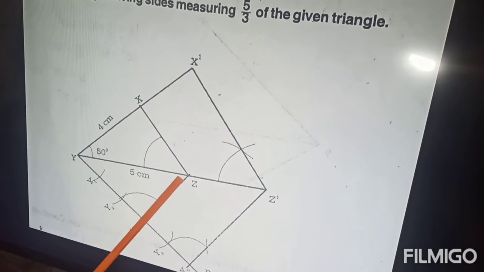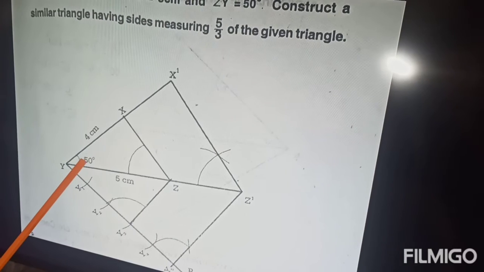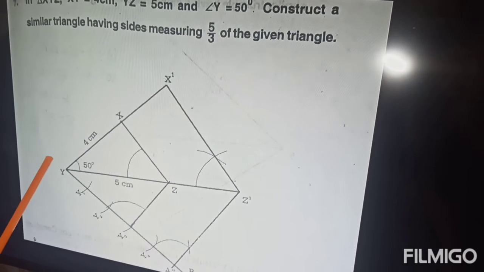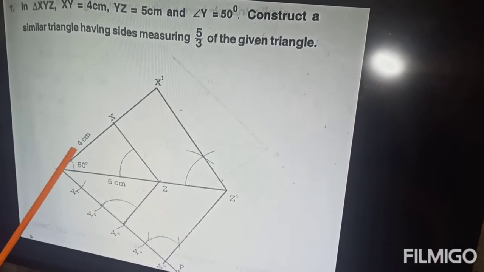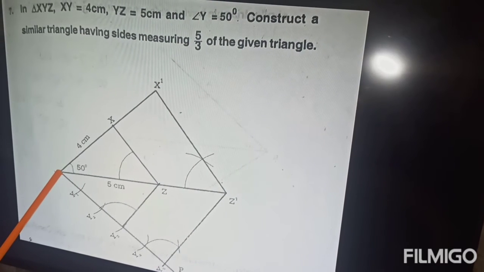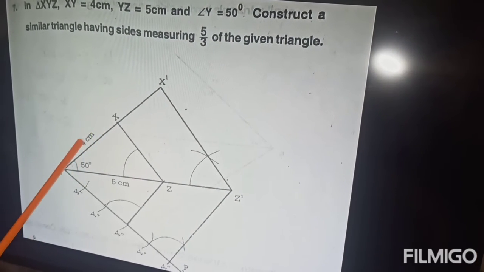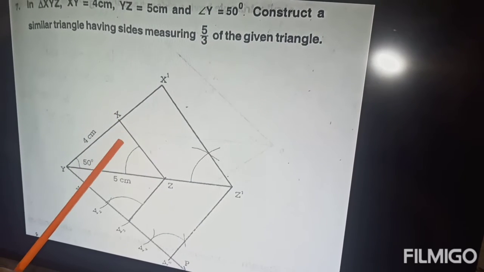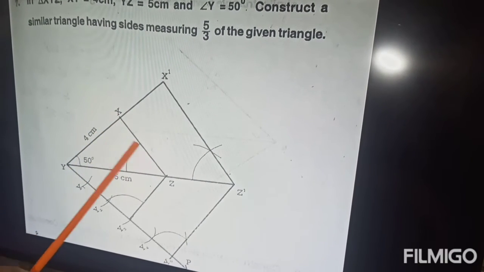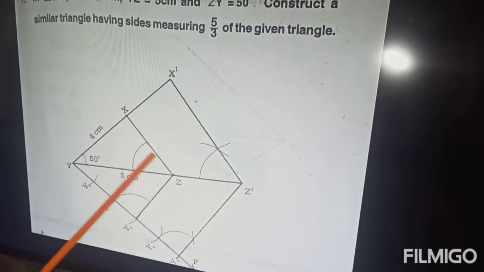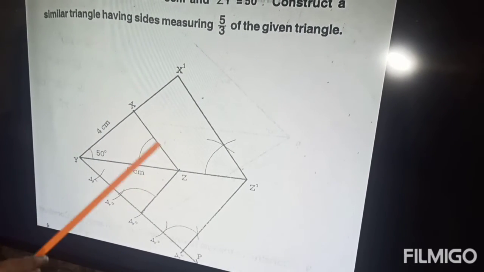Take a base of 5 centimeter. Then at Y mark a 50 degree angle. On that angle take a radius of 4 centimeter. Keep Y as the center, cut a 4 centimeter arc. Then name that point X. Then join to Z. We got the triangle XYZ.